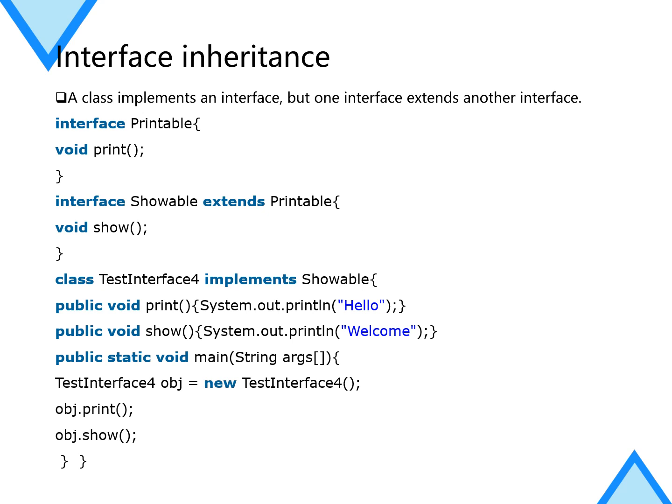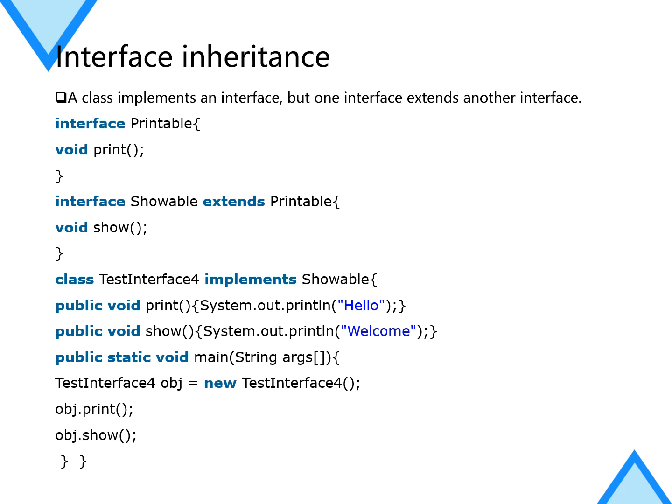So now we have the implementation of the print method as well as the show method. We have the implementation of the Printable method print, the parent interface, and we have the implementation of the sub interface Showable, the method show. So we have both implementations in a single class.